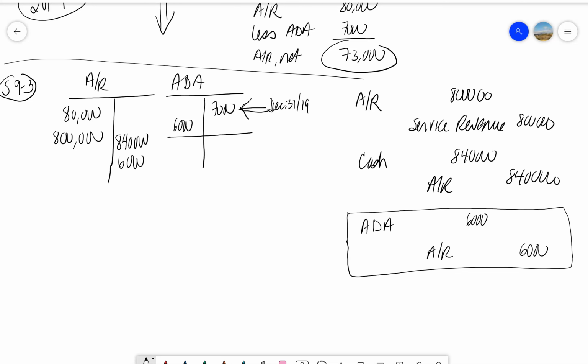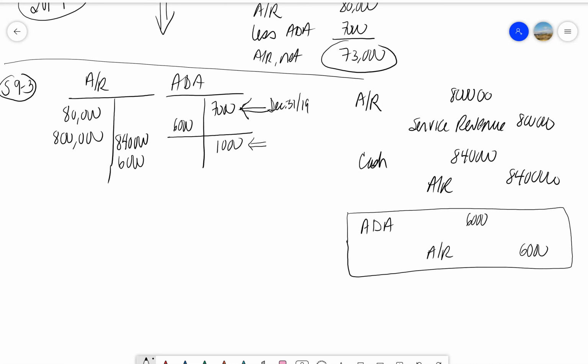And so debit our ADA and credit our accounts receivable. And what this means is that we're still going to be left with $1,000 credit balance in our ADA. Remember, we estimated that 7,000 going into 2020 of our accounts receivable was going to be uncollected. In actual fact, only 6,000 was uncollected. So we're going to be left with this $1,000 balance here.